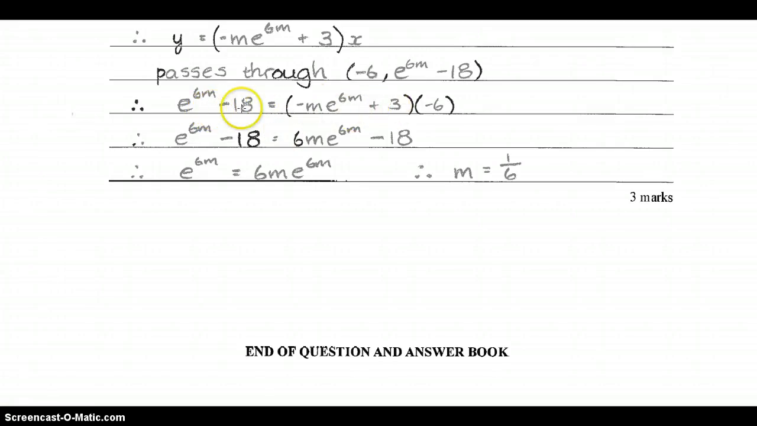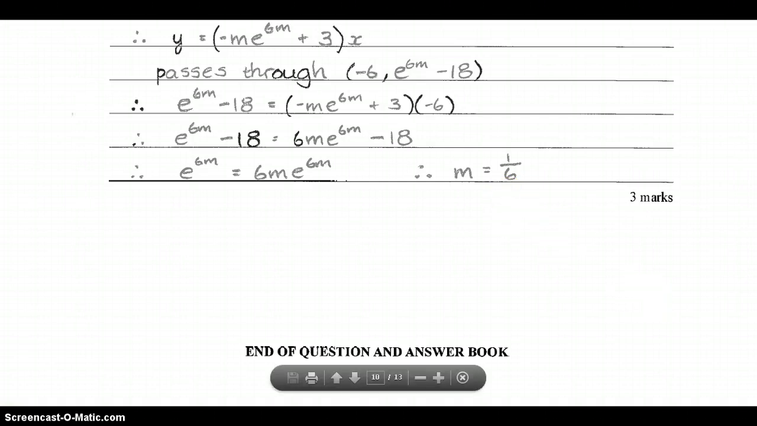So I'm about to run out of time. I won't go through each of these lines, but I end up with e to the 6m equals 6m e to the 6m. So therefore m is equal to 1 on 6. And that's the end of the exam.